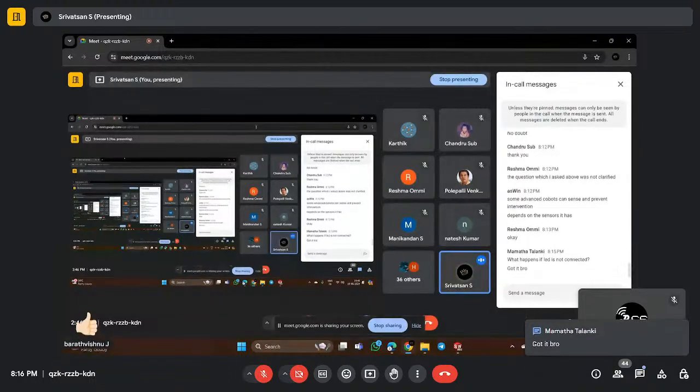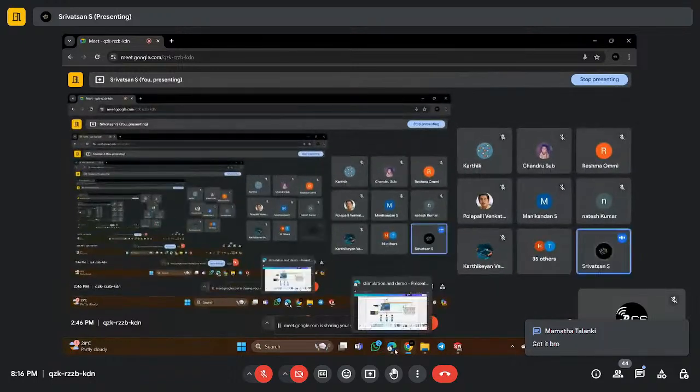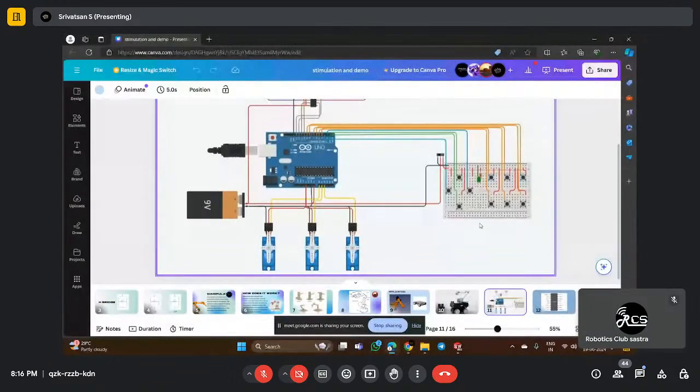Okay, right. Let me explain the continuation. Okay, and then there are six switches here, right? These switches are for the movement of this. The first two switches are for the movement of this first servo, the next two for the center servo, and the last two for the gripper servo, right?